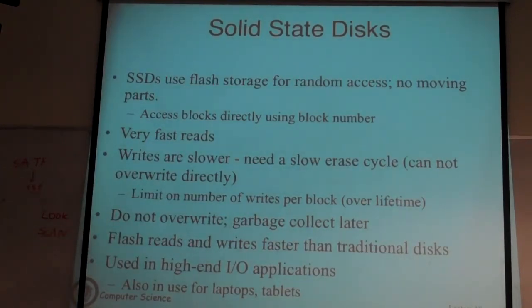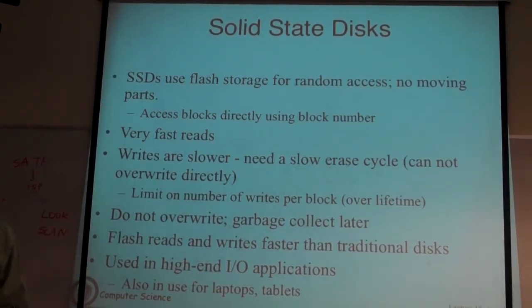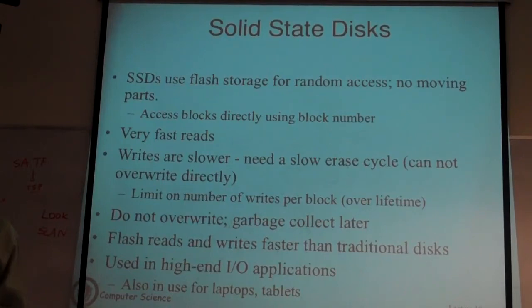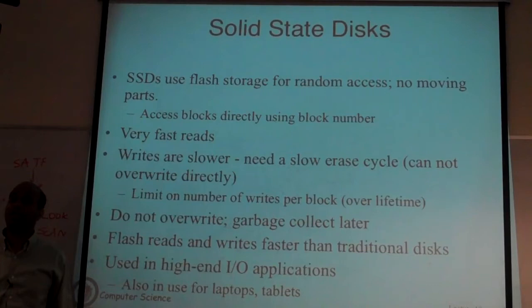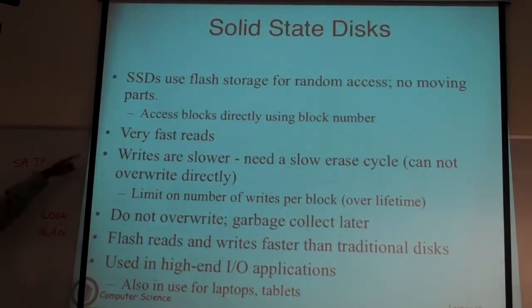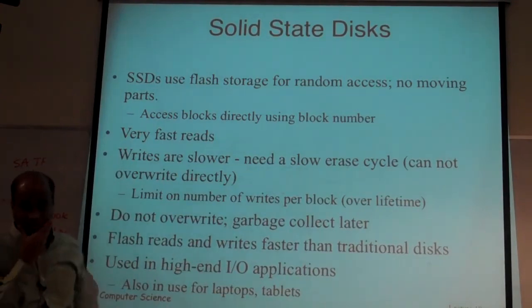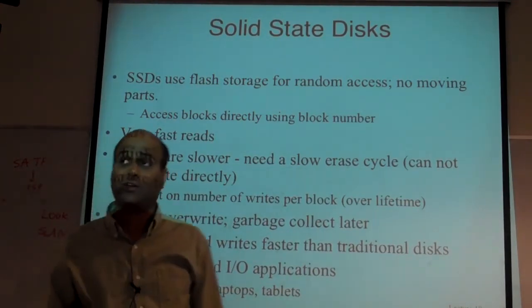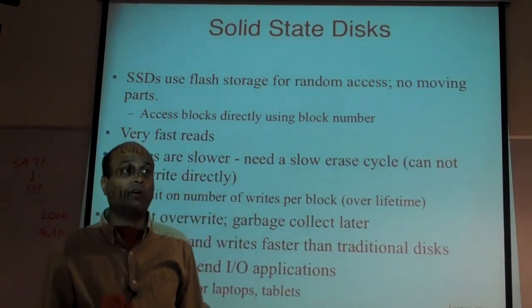Random reads are even faster because there is no difference between random reads and sequential reads, because there's nothing to move. In a random read on a magnetic disk, your disk head is moving back and forth. Here you just say, give me block I. There's no overhead. Whether block I is close to the current block or not, it's the same thing.